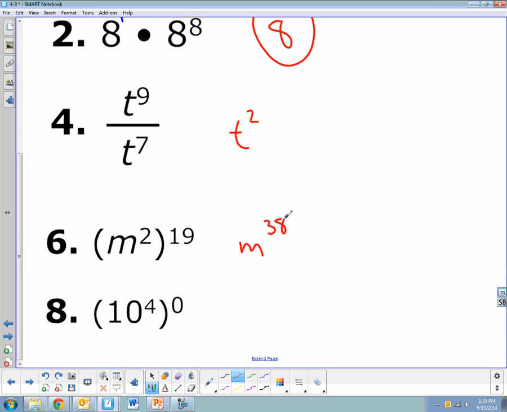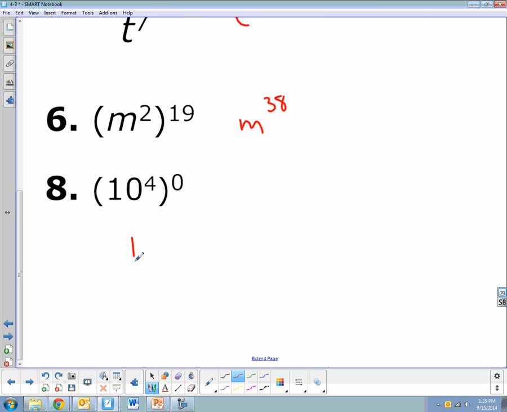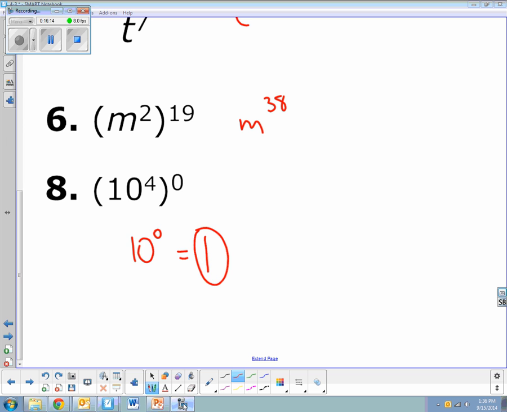Last one, 10 to the 4th to the 0 power. Now, again, we're going to multiply. So if we multiply 4 times 0, we get 10 to the 0. But we know that anything to the 0 power always gives us 1. And so if you just wrote 10 to the 0, that would be wrong, because that's not as simplified as we can get. We can get it simpler. 1 is simpler than 10 to the 0. So if it's anything to the 0 power, we have to get it all the way down to 1. Okay, that's it for this lesson, and good luck.